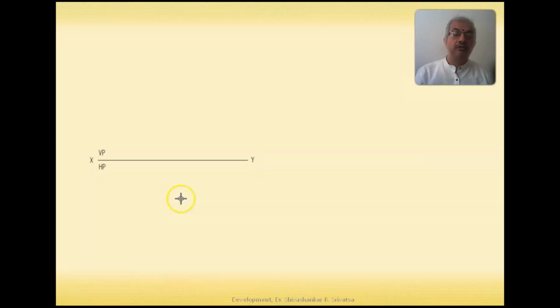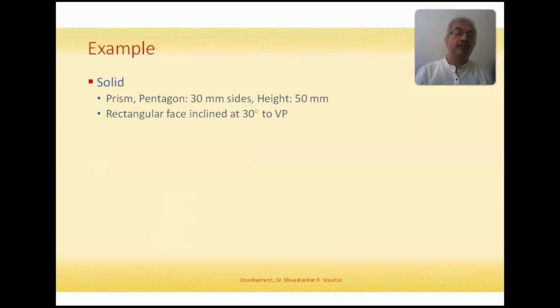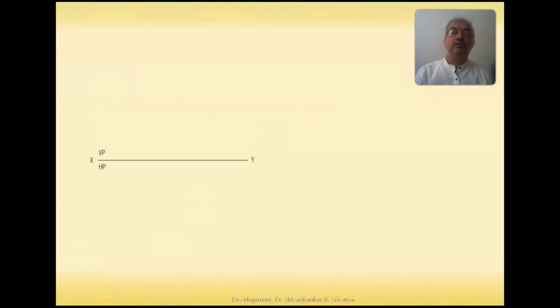Now you will be required to draw a pentagon in such a way that one of the sides of the pentagon makes an angle of 30 degrees. If you look at the requirement over here, it says you need to draw the pentagon in such a way that one of the rectangular faces has to be inclined at 30 degrees to VP. That means in the top view, the pentagon should have one of its edges inclined at 30 degrees to VP. So I would reduce it. I have drawn a pentagon in such a way that one of these edges of the pentagon makes an angle of 30 degrees in the top view.